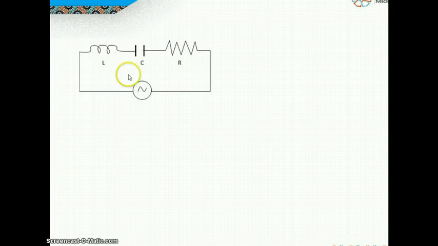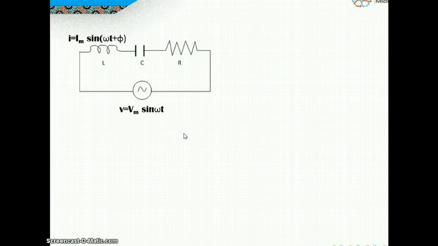So if you have an LCR circuit, the voltage and current relationship can be represented as V is equal to Vm sin omega t and I is equal to Im sin(omega t plus phi), where phi is called the phase difference between voltage and the current.